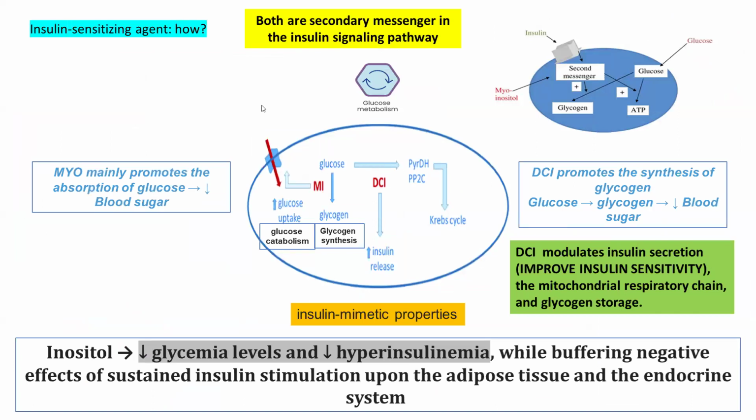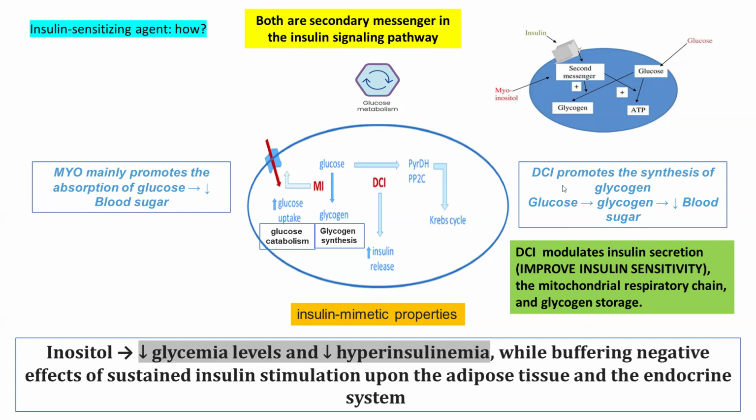What about insulin mimicking function? We have to know it in details. Insulin sensitizing function and insulin mimicking function of both myo and dichiro are important. Why? Because myo-inositol promotes absorption of glucose from the blood, leads to hypoglycemia. And by this way, it can control diabetes by taking glucose from the blood to the cells. So it helps glucose catabolism.